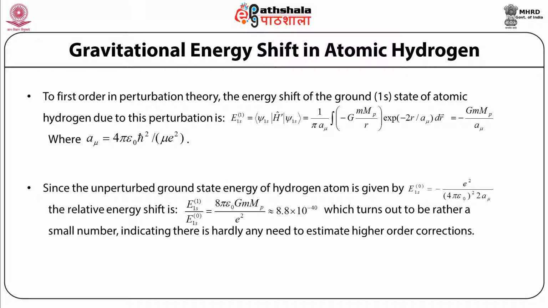Since the unperturbed ground state energy of the hydrogen atom is given by E_1s⁰ equals minus e²/(4πε0) times 1/(2a_μ), the relative energy shift is E_1s¹/E_1s⁰ equals 8πε0 G m M_P/e², which is nearly equal to 8.8 times 10 to the power minus 40, which turns out to be rather a small number, indicating there is hardly any need to estimate higher order corrections.